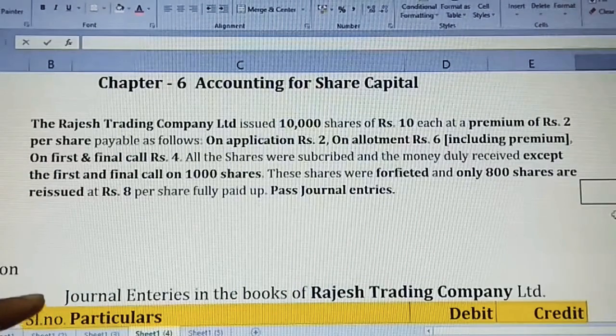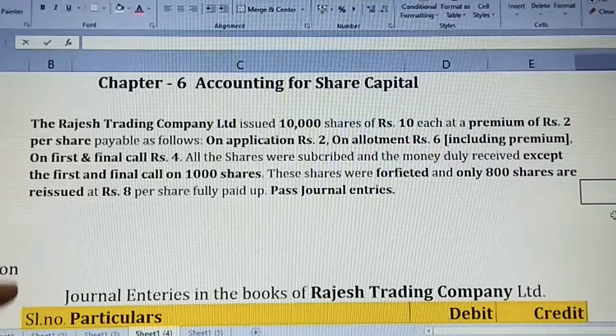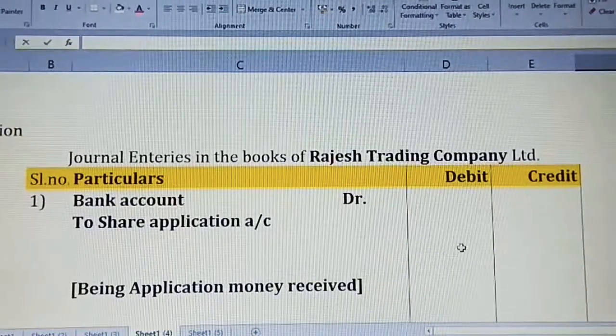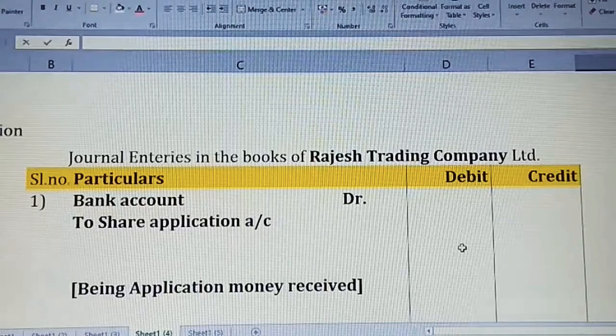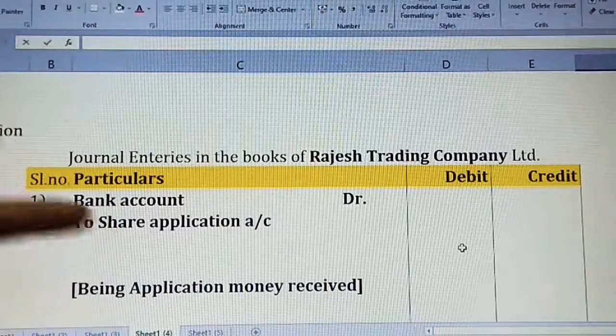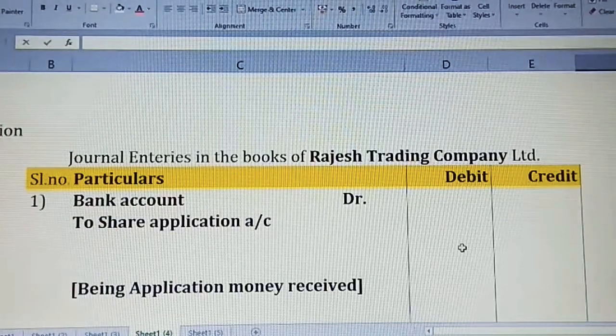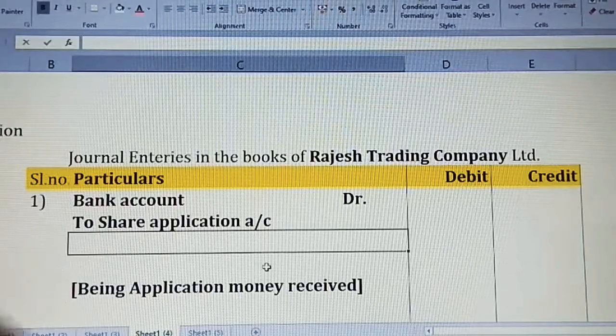Going for the solution. Heading: journal entries in the books of Rajesh Trading Company Limited. Always remember that the heading is very important, to be written with the serial number, particulars, debit and credit columns. The marks are also included for this. First entry, the application receipt entry, application money received. Bank account debit to share application account. So we are going to go for the calculation.